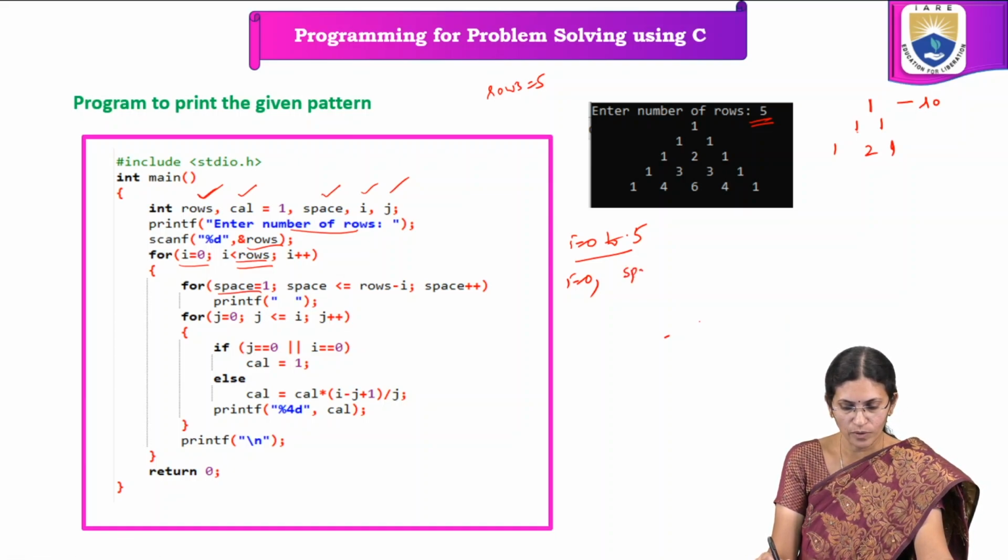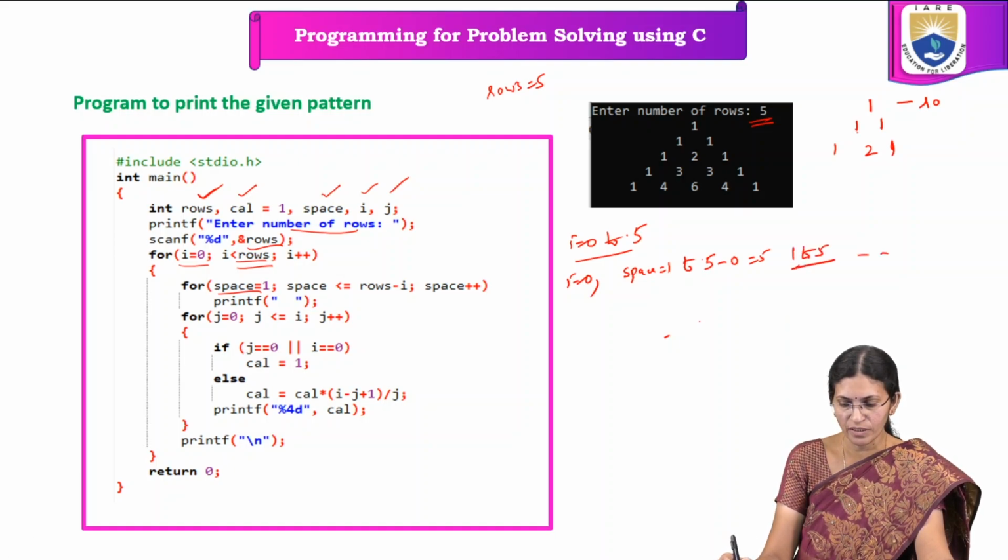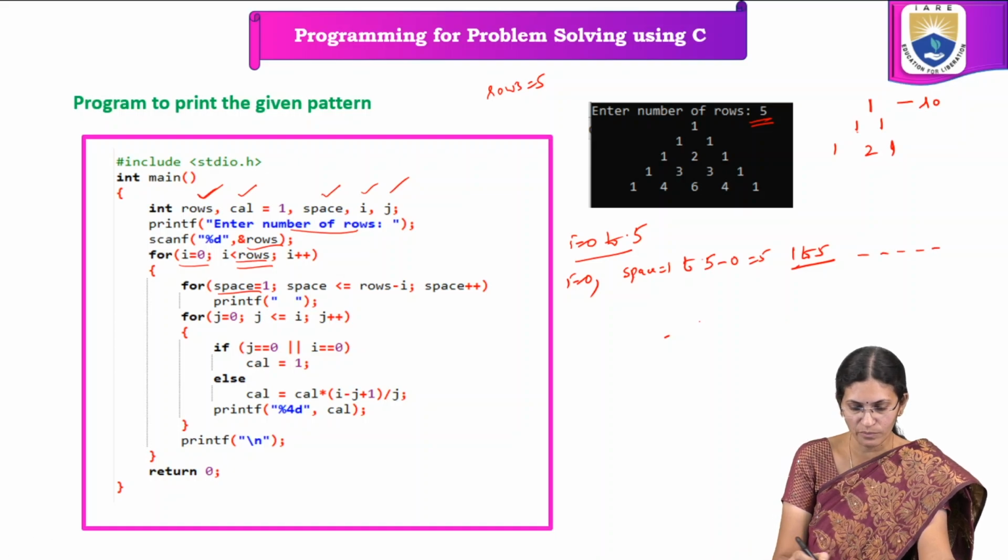So space is equal to 1 to space less than or equal to rows minus i. Suppose rows is equal to 5. So 5 minus i, where i is equal to 0, so this will be 5. So 1 to 5 spaces will be printed. 1, 2, 3, 4 and 5 spaces will be printed.